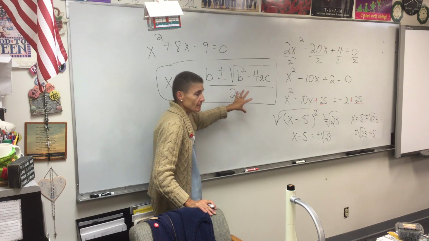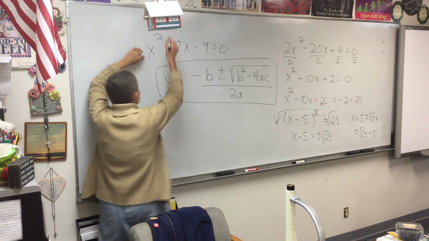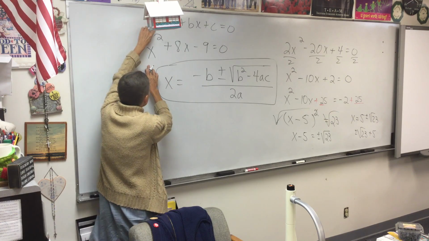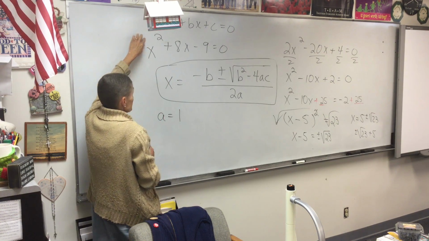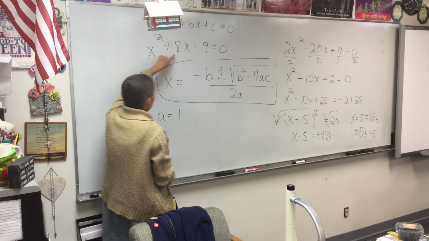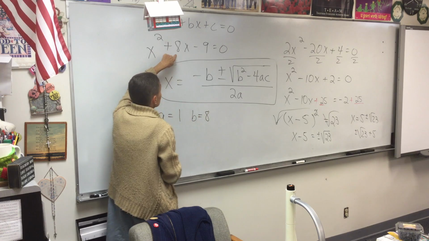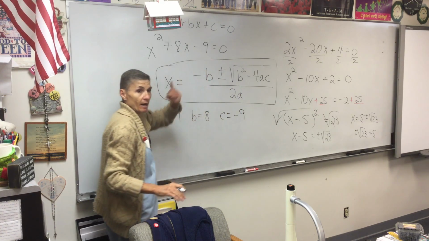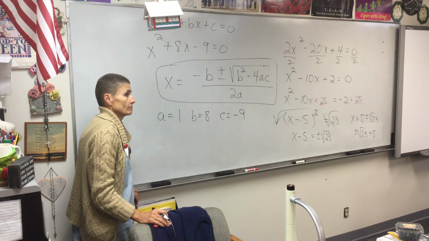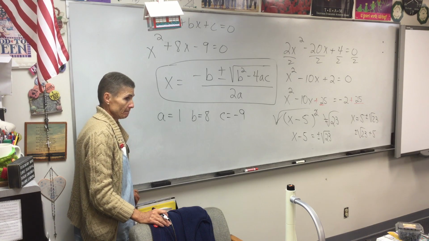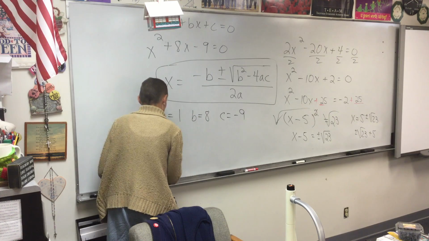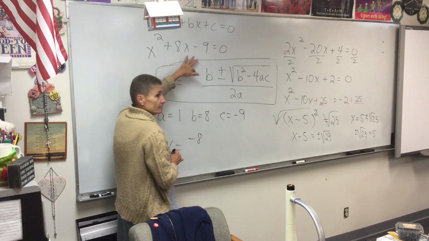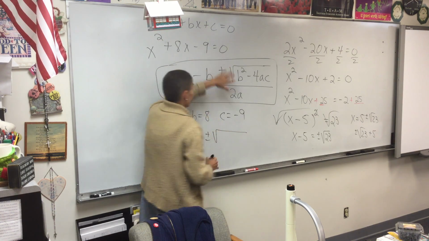From my problem. a is the coefficient right here. So in my problem, a is 1. It's 1 x squared. My b is 8. And my c, watch it now, my c is negative 9. Everybody got it? All right, so now I'm going to just plug in. Here we go. Negative b will be negative 8 plus or minus. All right, what's 8 squared?